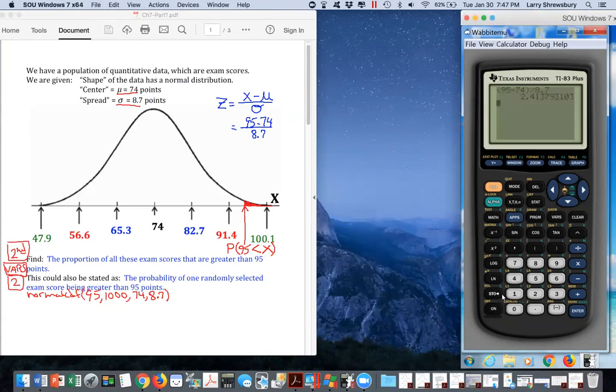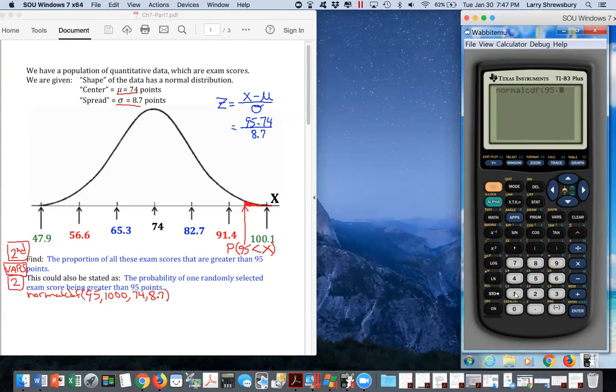So let's turn that on, and I'll just press clear. So you press the second key. The vars key is right here to the left of the clear key. And it's choice number 2, so you can just press the 2 key. And then you do your inputs, your lower bound, 95. The comma key is right above the 7 key.